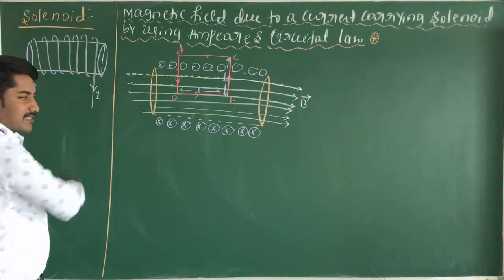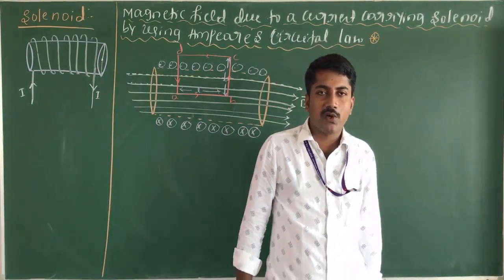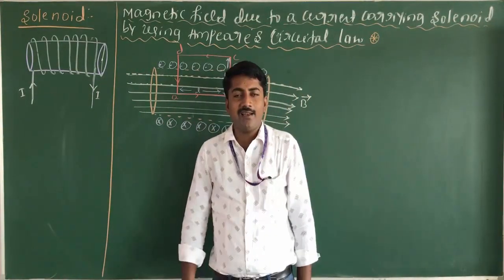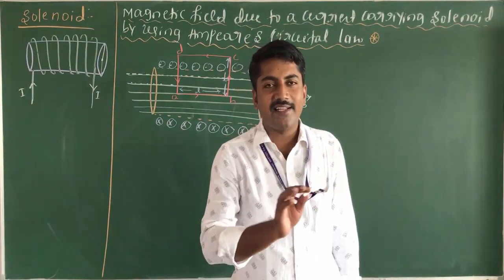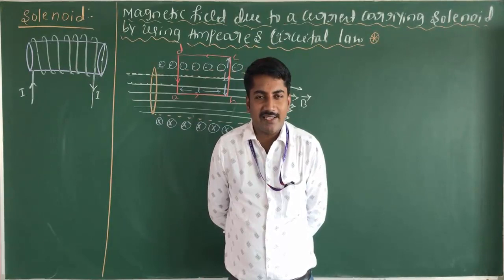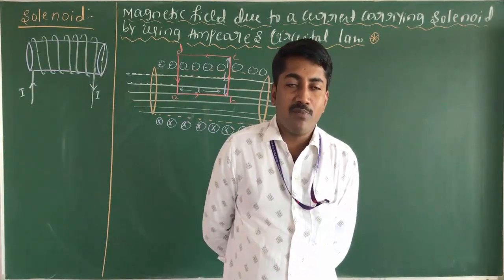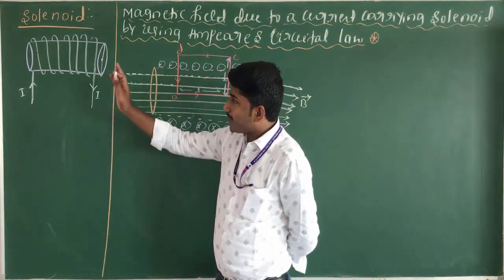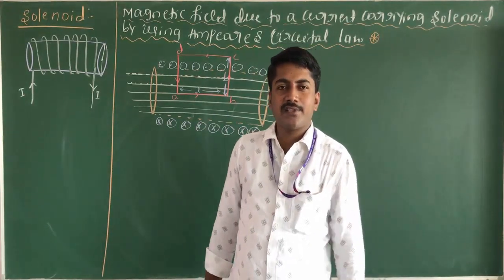Solenoid means it is a long cylindrical coil. It consists of closely packed circular current carrying wires. An ideal solenoid means the length of the solenoid is greater than its radius. If the length of the solenoid is much larger than its radius, then it is called a long solenoid. Due to this solenoid, the magnetic field is produced.